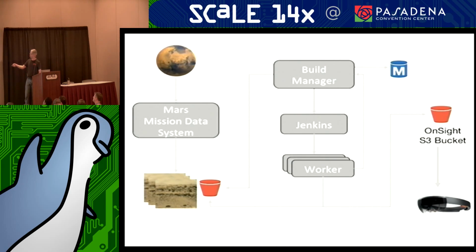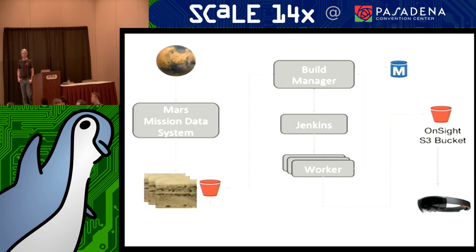The build manager requests that the Jenkins master allocate a new node to do the work of running that terrain reconstruction. Jenkins will find a node to do the work, spinning up a new one if necessary. That node pulls the source files that it needs from the mission data system, runs the terrain reconstruction, and then pushes the results out to the on-site S3 bucket and notifies the build manager that a new build is available. At that point, the next, sir?